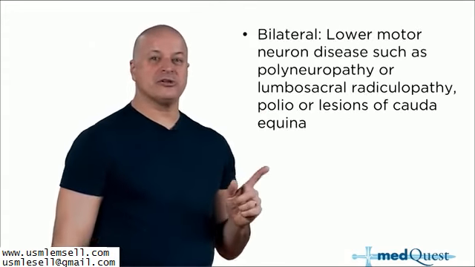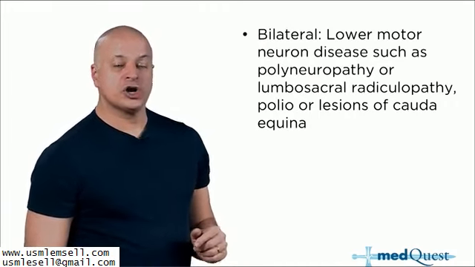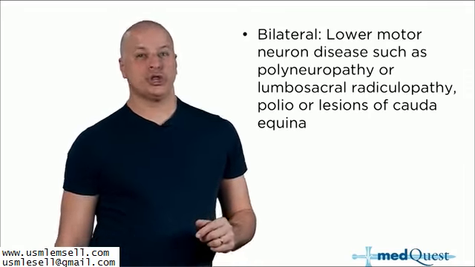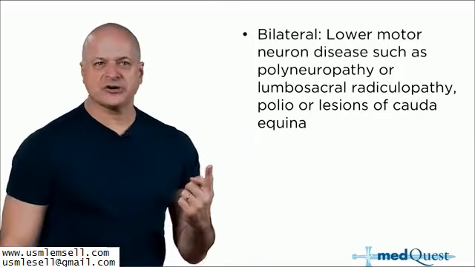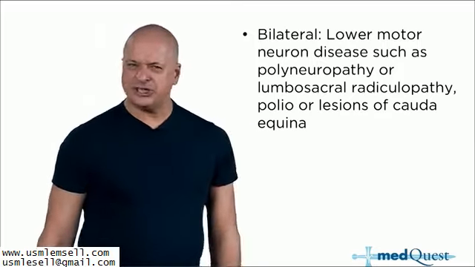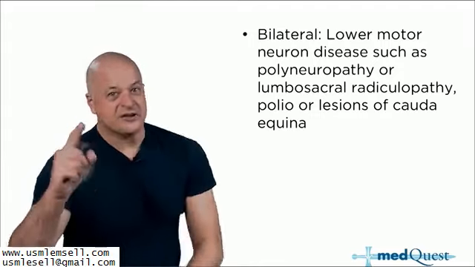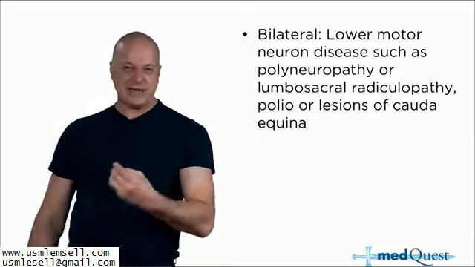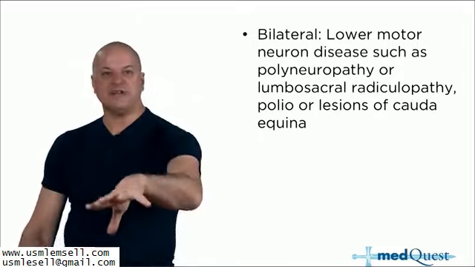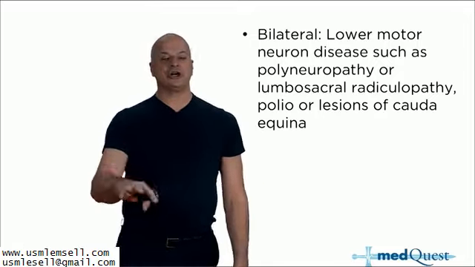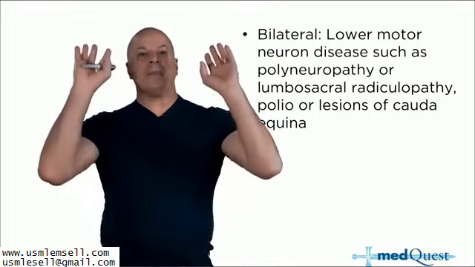Now, it could be bilateral lower motor neuron disease. What is that? Charcot-Marie-Tooth syndrome. Or vasculitis: polyarteritis nodosa, Wegener's granulomatosis, Churg-Strauss. Vasculitis damages the blood vessels around the nerve. And when the blood vessels around the nerves are damaged, the nerves get starved, and when the nerves get starved, the big nerves drop.